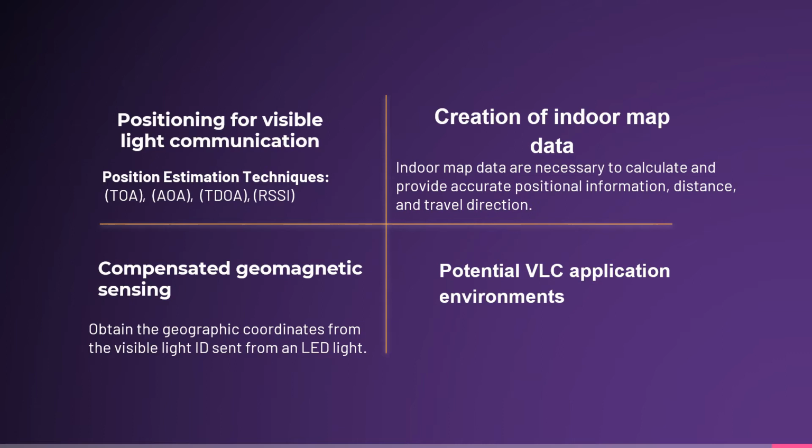The second one is the creation of indoor map data. Indoor map data are necessary to calculate and provide accurate position information, distance, and travel detection. The third one is compensated geometric sensing: obtain the geographic coordinates from the visible light ID sent from an LED light. The last one is potential visible light communication application environments, and we will talk more about it in the next slide.